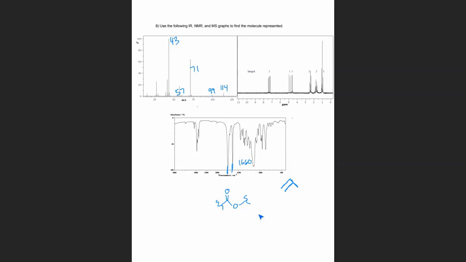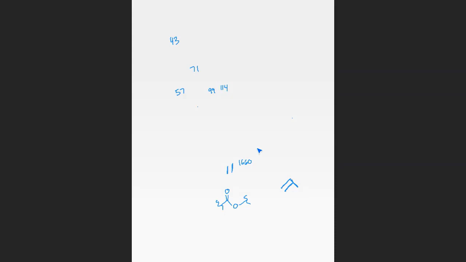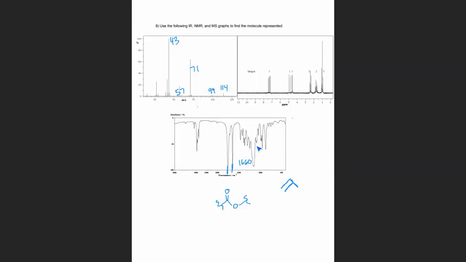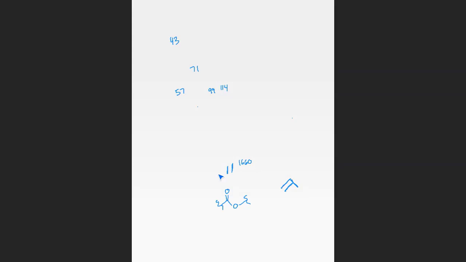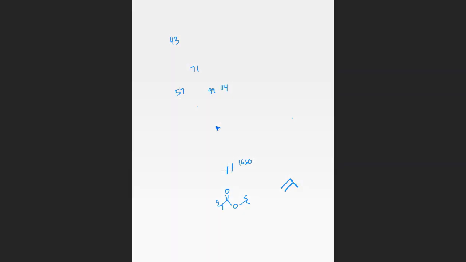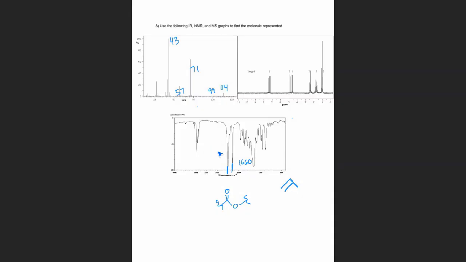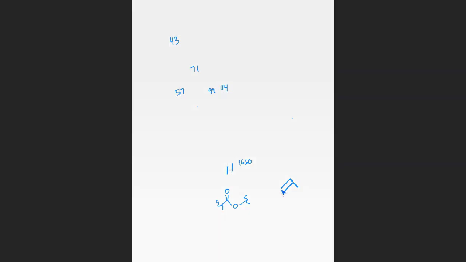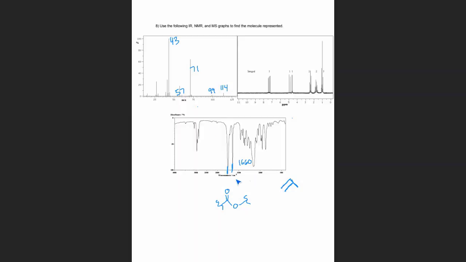What else tells us there's no nitrogen in this? What else tells us that there's not a nitrogen on this molecule? We also don't have any peaks around 2200, the CN group. And the mass spec too: this is an even number. Okay, so with that, let's look at our HNMR.